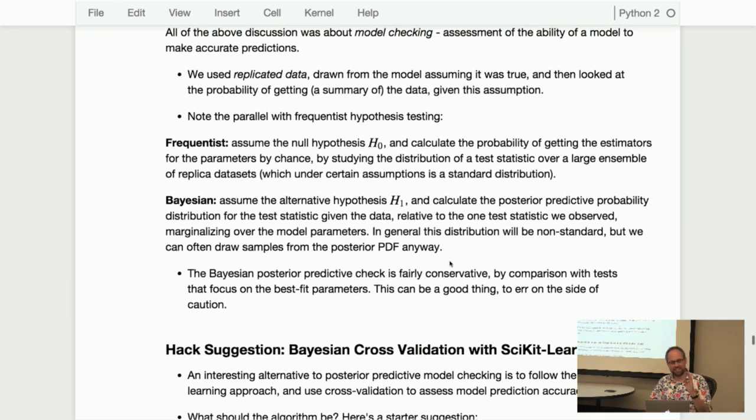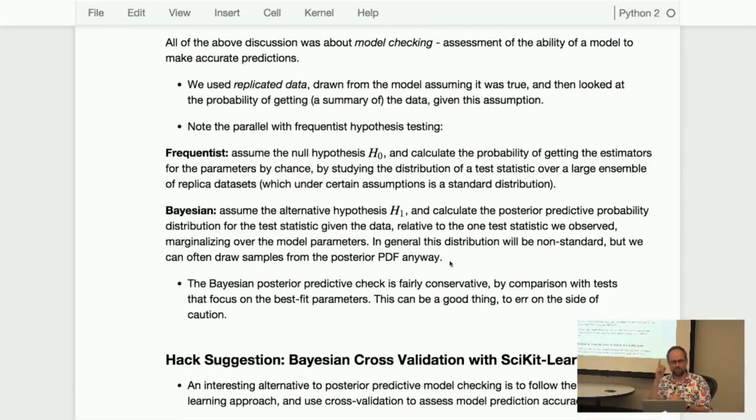Okay, so here's where I'm going to say something wrong, and I'm hoping Kyle can correct me in real time. All the above discussion was about model checking, which is assessing the ability of our model to make accurate predictions. And we used replica data drawn from the model, assuming it was true, and then looked at the probability of getting a summary of the data given this assumption.